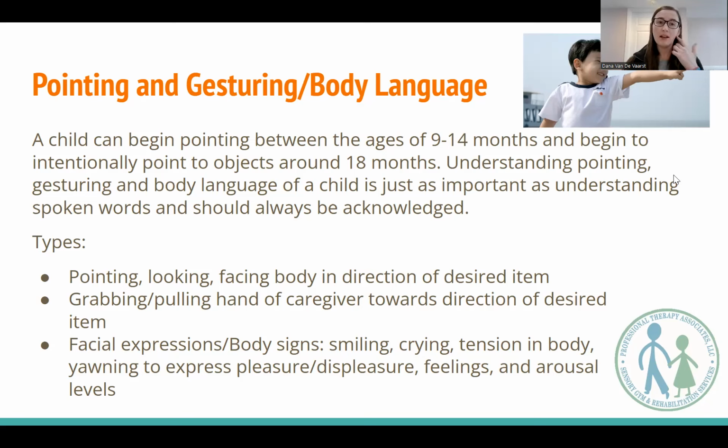Okay, so types of gesturing would be like pointing. Body language would be looking in or facing the direction of the desired item. Grabbing, tapping, or pulling the caregiver towards the desired item, or their facial expressions, their body signs. When a child is crying, when they're super little, they're probably hungry, tired, or need to be changed. So we already know those things. We're already understanding some body language. So why not, as they grow older, continue to acknowledge that body language and those body signs?